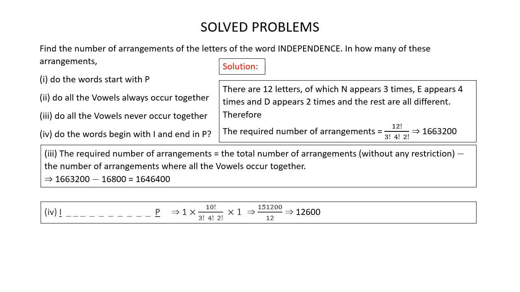So the number of arrangements where the words begin with I and end in P is equal to 1 multiplied by 10 factorial divided by 3 factorial multiplied by 4 factorial multiplied by 2 factorial multiplied by 1. On solving this, we get 12,600. So the required number of arrangements where the words begin with I and end in P is 12,600.